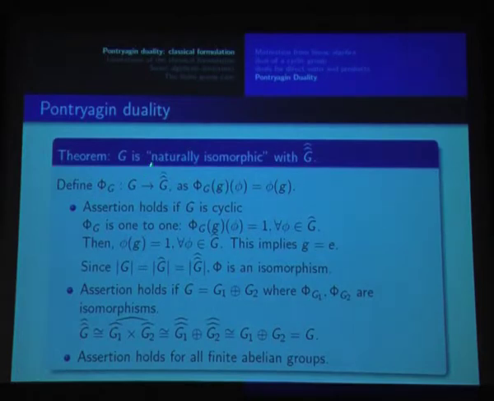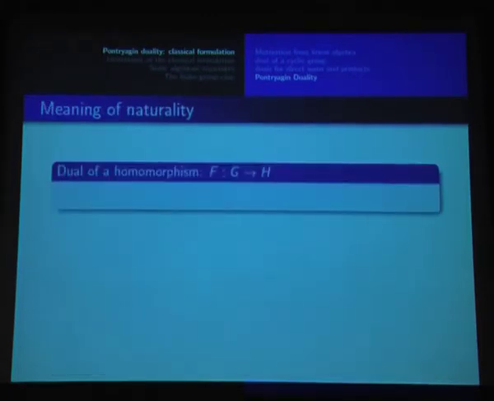Now, the only thing is that we should point out what one means by saying something is naturally isomorphic. Again, as in the vector space case, we can define the dual of a homomorphism. We define dual subgroups. I can define the dual of a homomorphism, namely, with the same prescription: F hat of phi on G is phi of F of G.